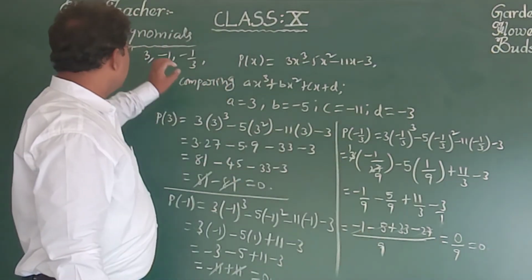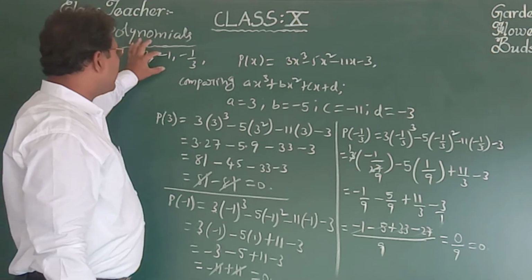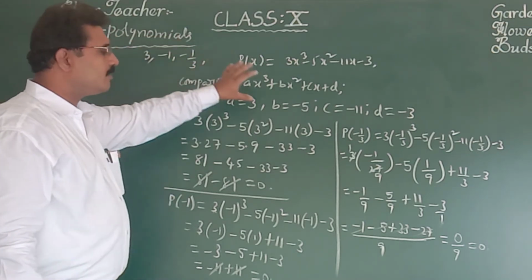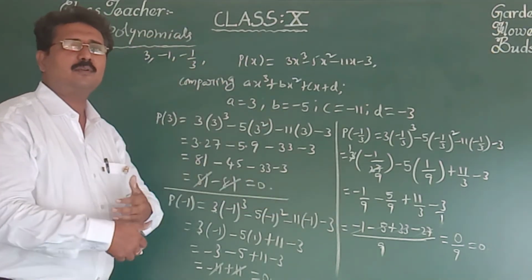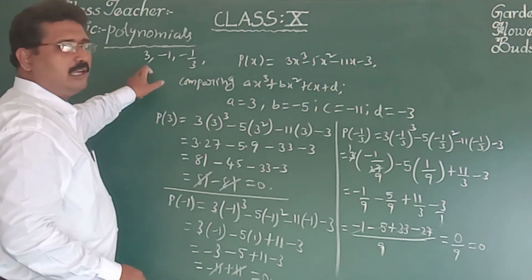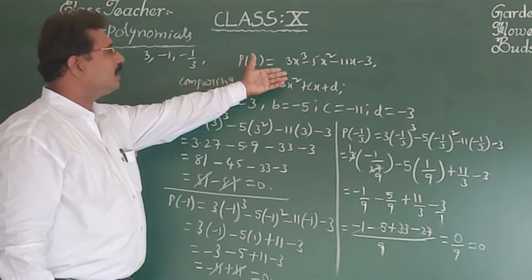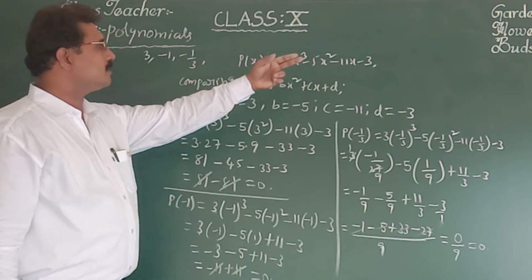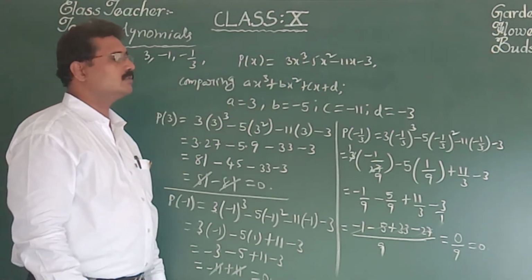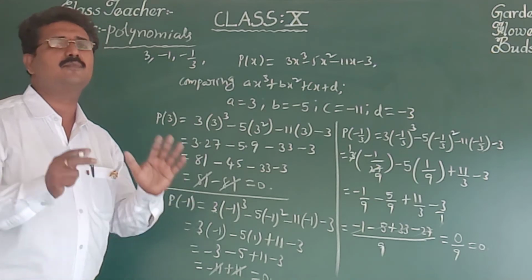So that means P of 3 is 0, P of minus 1 is 0, P of minus 1 by 3 is 0. So what is the first part? Hence 3, minus 1, minus 1 by 3 are the zeros of the given polynomial P of x is equal to 3x cube minus 5x square minus 11x minus 3. This is the first part.